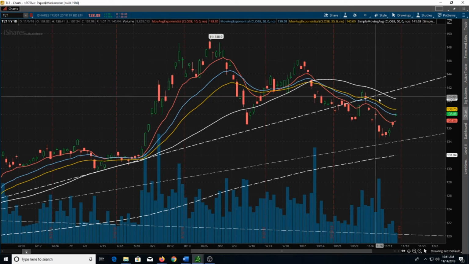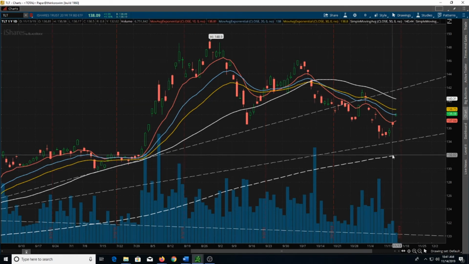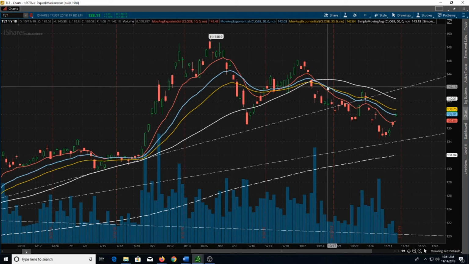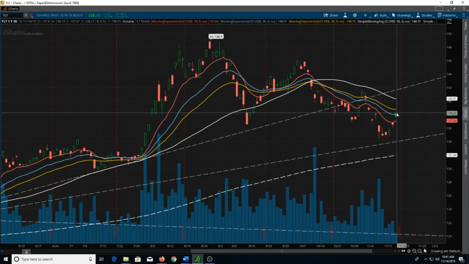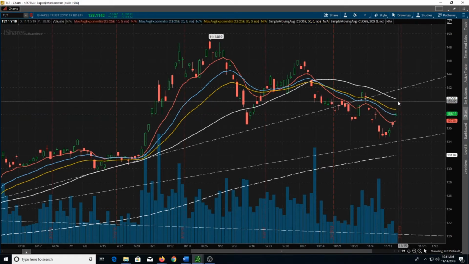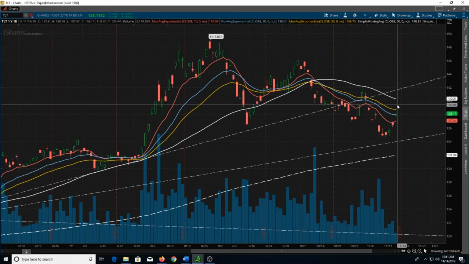The 50's moving down. Yes, the 200 is still moving up, so we've got to take that into consideration. But the 50's moving down, the EMAs are moving down. We're right between the 20 and the 30 right now. So if I had to make a decision, I would say that there's more of a chance that the bonds are going to continue to move down, barring any outside influence.